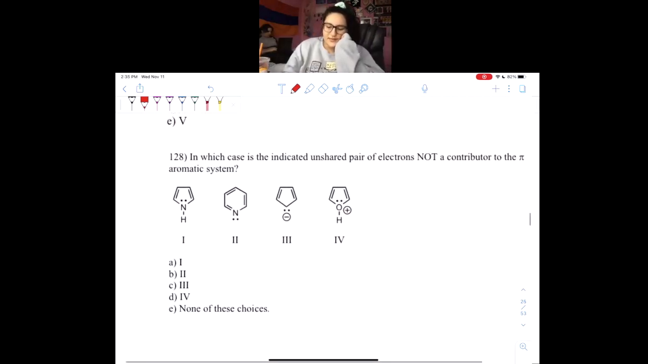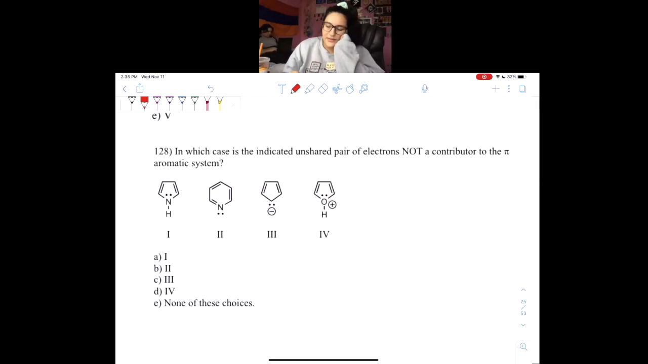So for this next one, we are actually going to answer a different kind of question than the ones we've done previously. So it's saying, in which of the following cases is the indicated unshared pair of electrons not a contributor to the pi aromatic system? So be very attentive to what this question is asking you. First of all, it's saying they are not a contributor to the pi system. And it's saying that it is indicating the unshared electrons.